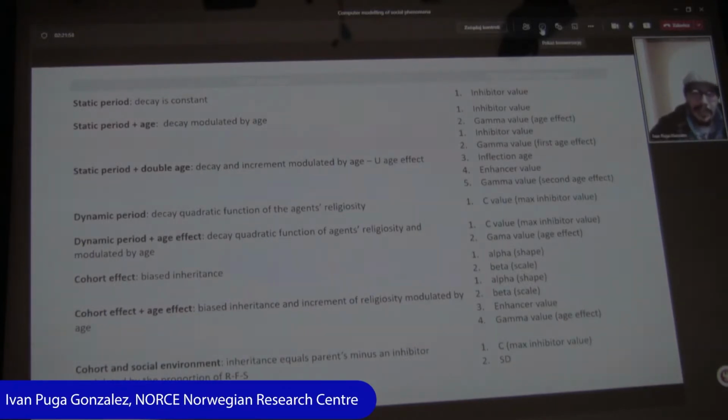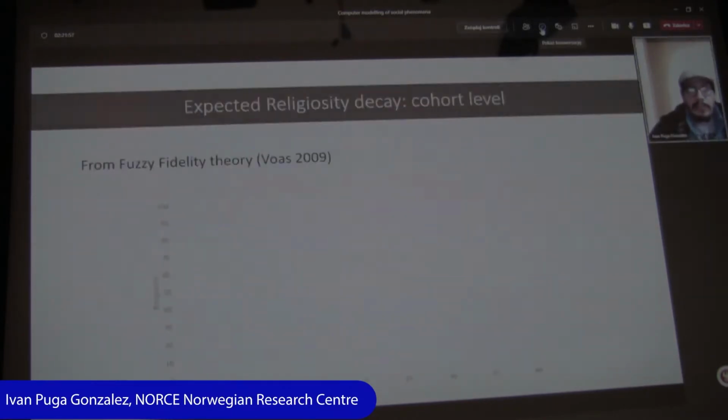So what is this actually? This is what we are trying to mimic in the model. This is coming from the fuzzy fidelity theory of Voas, which basically here you have the cohorts on the x-axis, and here you have the religiosity level of each cohort on the y-axis. And what you see is basically this. This is coming from the empirical data. And this is actually what we want the model to reproduce, right? And that's why we do the optimization experiments.